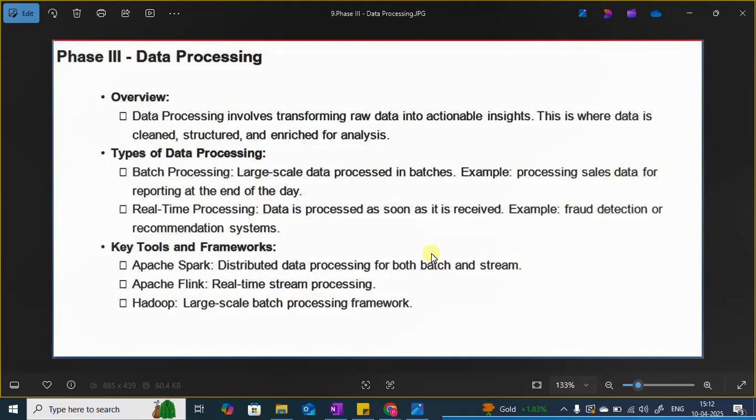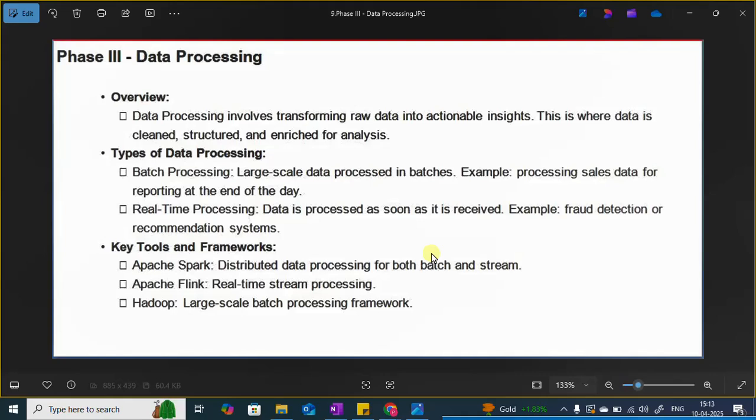Types of data processing. Batch processing: large-scale data processed in batches. Example, processing sales data for reporting at the end of the day. Real-time processing, that is, data is processed as soon as it is received. Example, fraud detection or recommendation systems altogether.